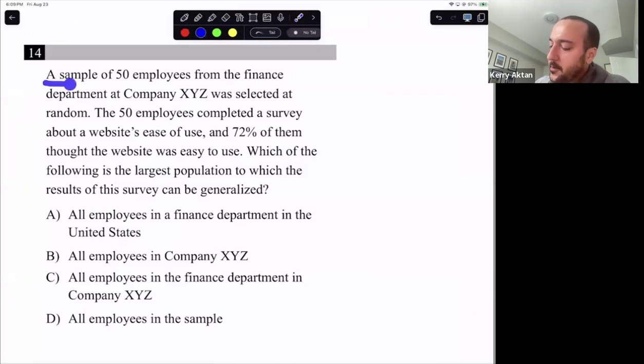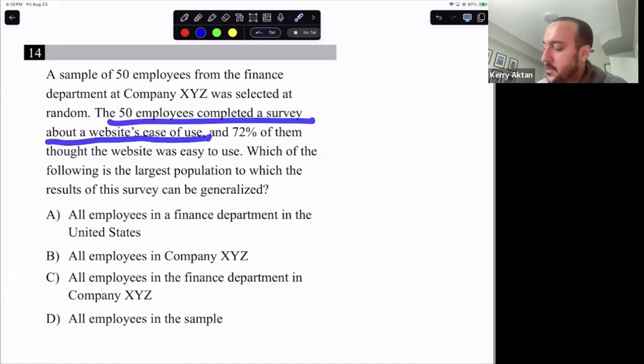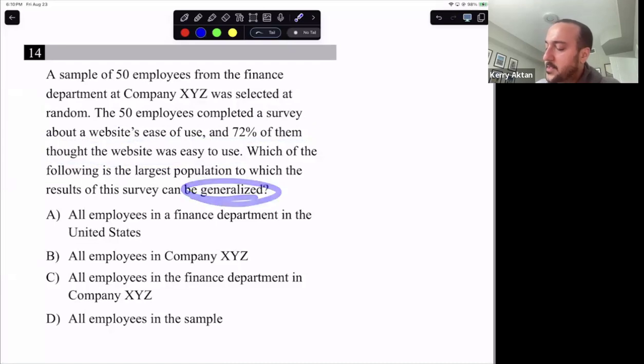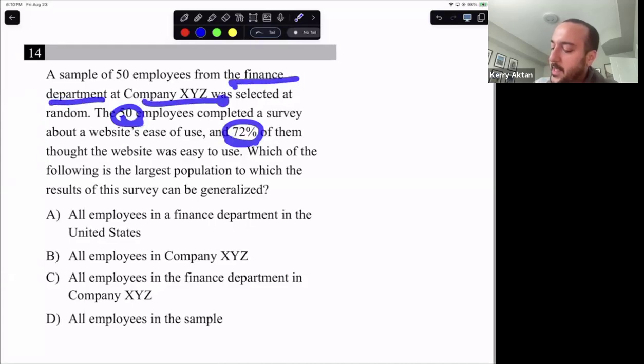It says, a sample of 50 employees from the finance department at company XYZ was selected at random. The 50 employees completed a survey about a website's ease of use, and 72% of them thought the website was easy to use. Which of the following is the largest population to which the results can be generalized? I'm going to say that one more time because I almost had a stroke reading that. 72% of 50 people in the finance department at company XYZ said that the website was easy to use. What's the largest population that this can be generalized to?